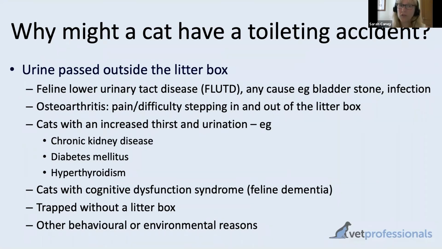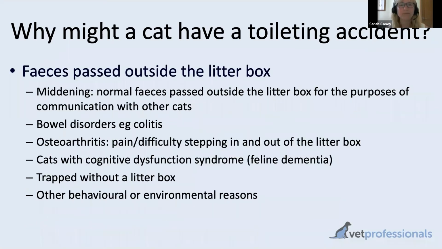Being trapped in a house without a litter box, without being able to get outside, would be another, I think, reasonable reason for a cat to pass urine outside their litter box. And lastly, we've got other behavioural or environmental stresses, which we'll come back to in just a moment, that are reasons why perhaps the cat might not want to use its litter box if that's available.